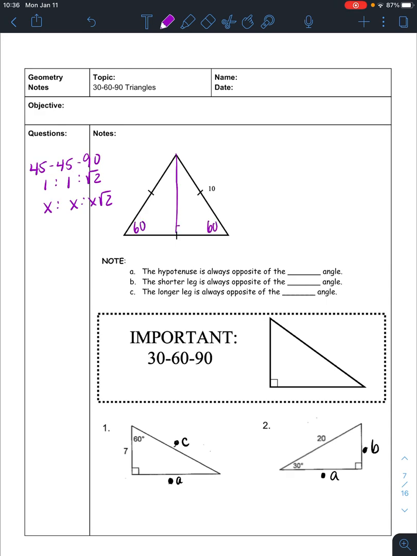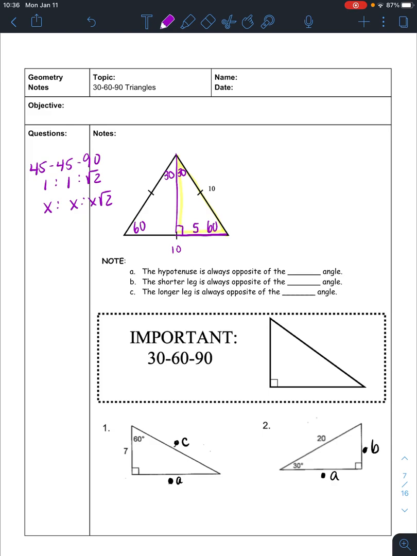are 60 degrees. And if I drop this altitude, then what that does is bisect that angle at the top, that vertex angle, and this creates this 30, 60, 90 triangle. And so using what we know about that altitude, we know that if this length is 10, then what happens is it bisects that side. So this length is 5, and that's 10.